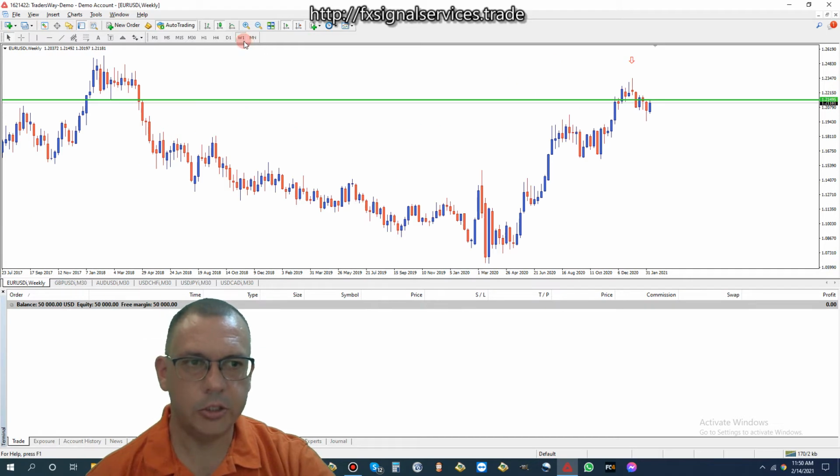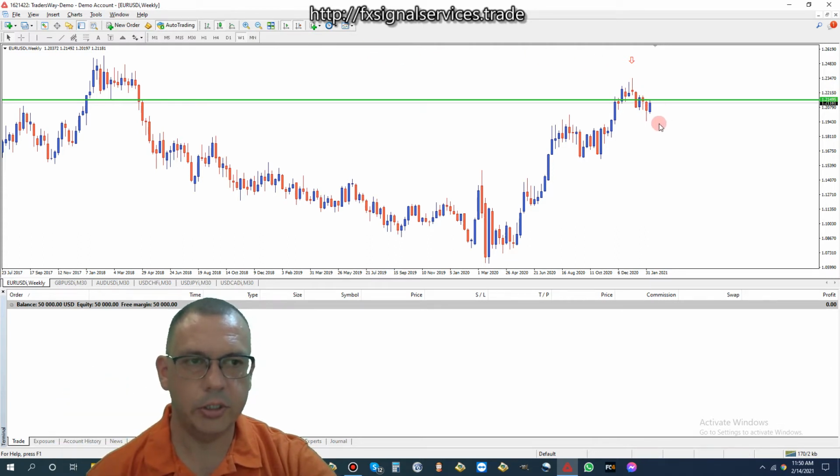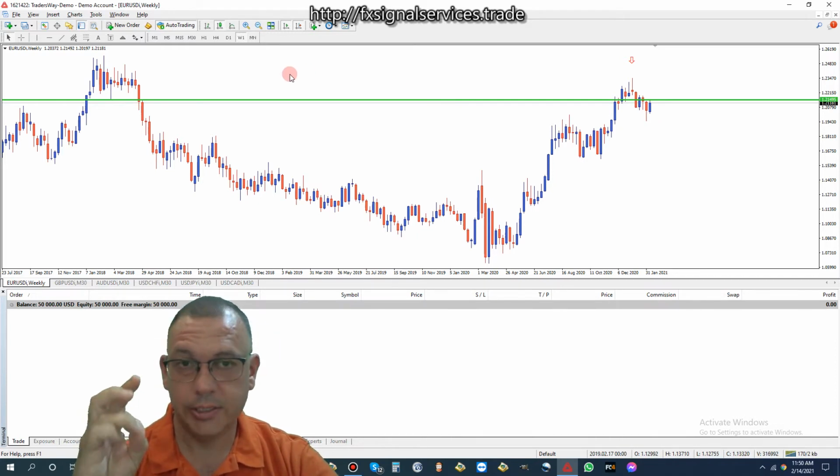If you look at the weekly chart, you get a bigger picture, and you definitely see that this is slowly working itself into a downtrend. We're at a strong resistance right here on the green line, and I anticipate that this is going to be dropping more. So now is the time to get ready to sell.